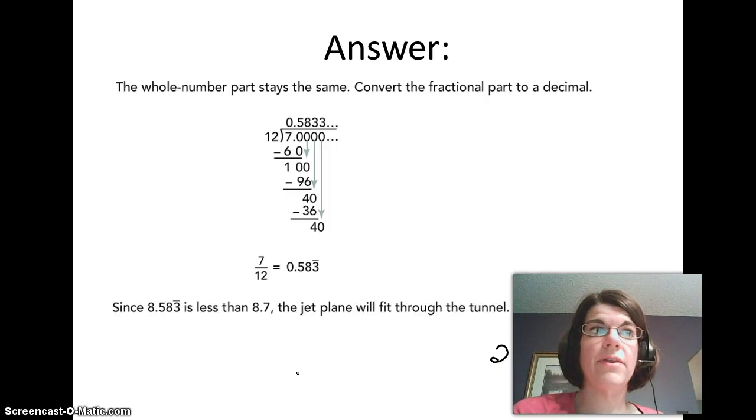And here you go. There's the division, 7 in, 12 out, and we convert the fractional part to the decimal, and it's just going to make it. We've got 0.583 and the tunnel is 8.7. So the jet plane will fit through the tunnel. It is slightly smaller. It's just going to make it.